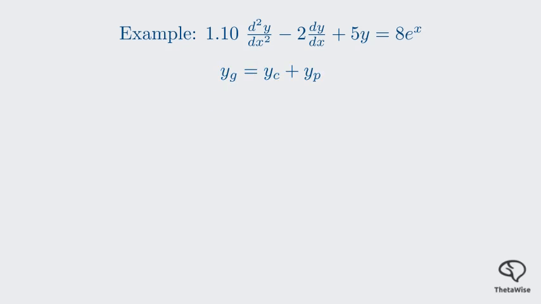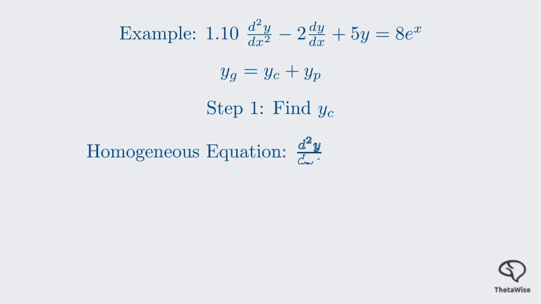equals y_c plus y_p. Step 1. Find the complementary solution, y_c. We solve the homogeneous version. d squared y by dx squared minus 2 dy/dx plus 5y equals 0. The auxiliary equation is m squared minus 2m plus 5 equals 0.